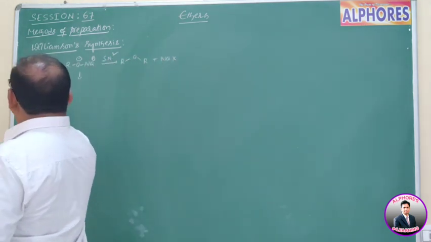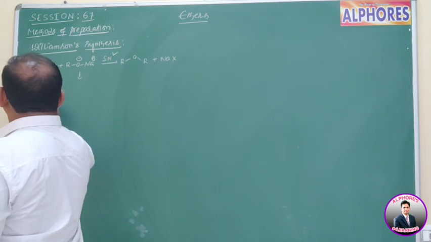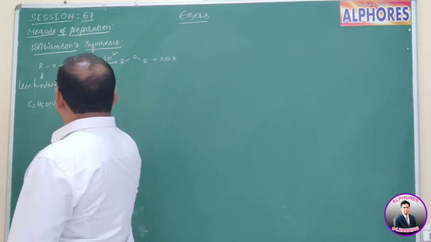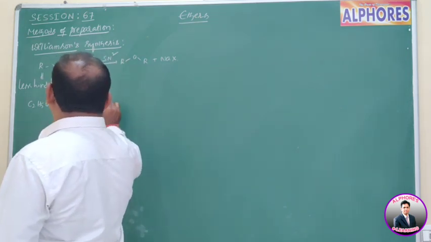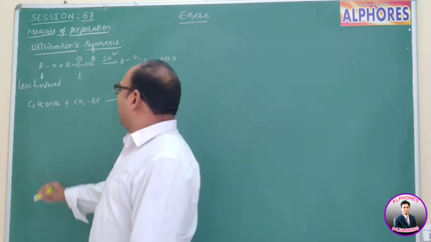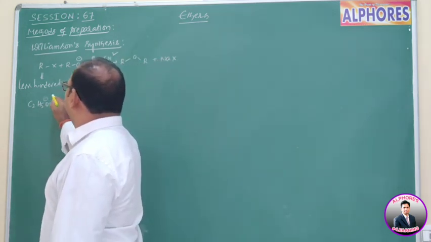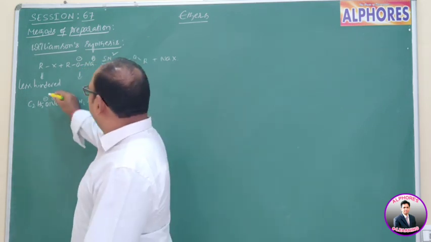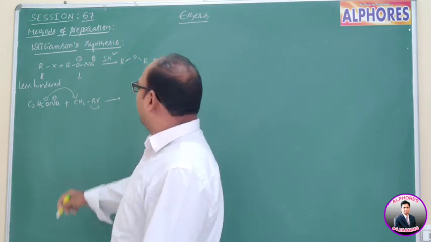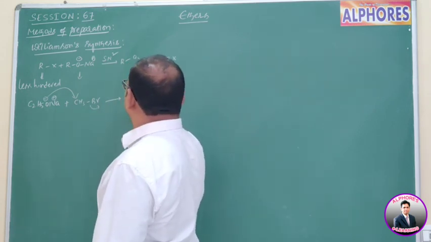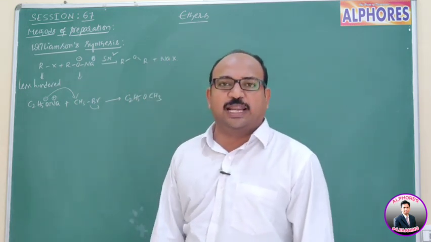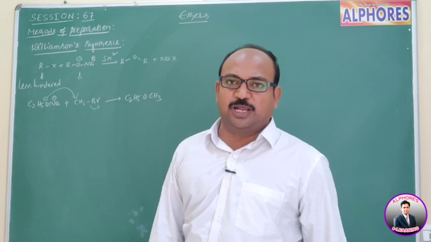Now let us see. Sodium ethoxide, C2H5ONa, upon reaction with methyl bromide. Since Br is a good leaving group, C2H5ONa gives C2H5O minus and Na plus. This O minus has to come and attack this carbon, and Br comes out, meaning Br minus will be displaced. So we get C2H5OCH3 as the product, meaning ether as the product.